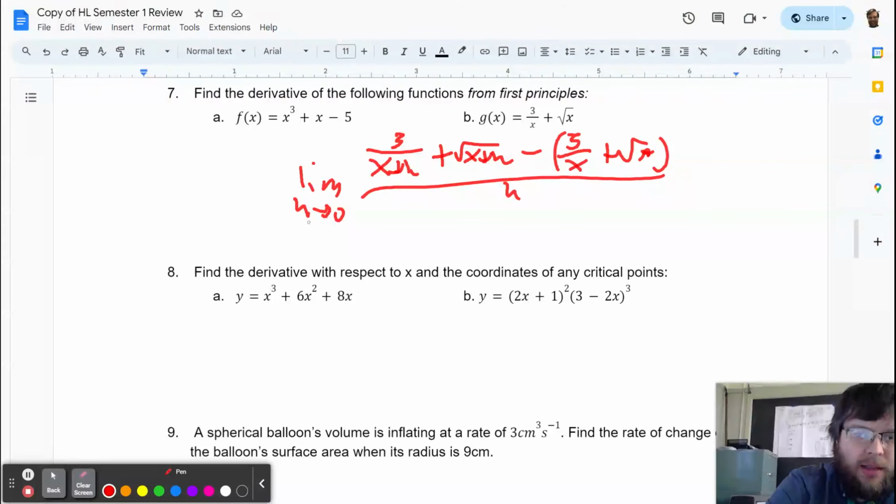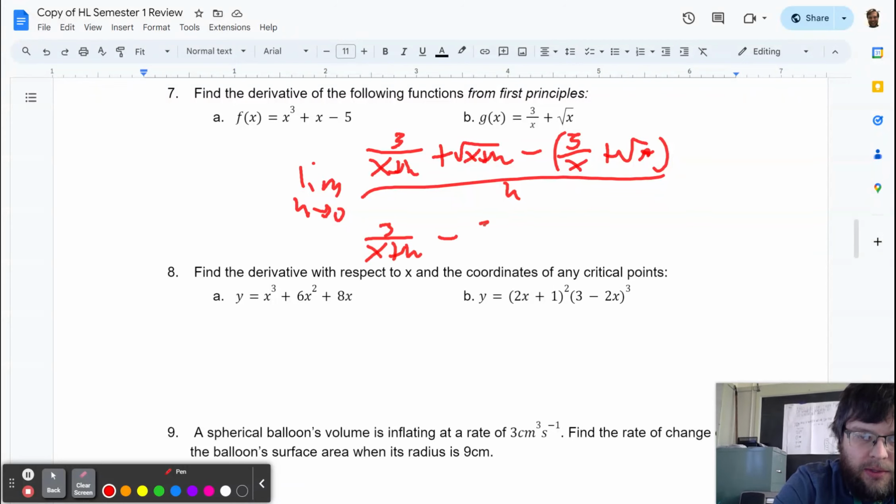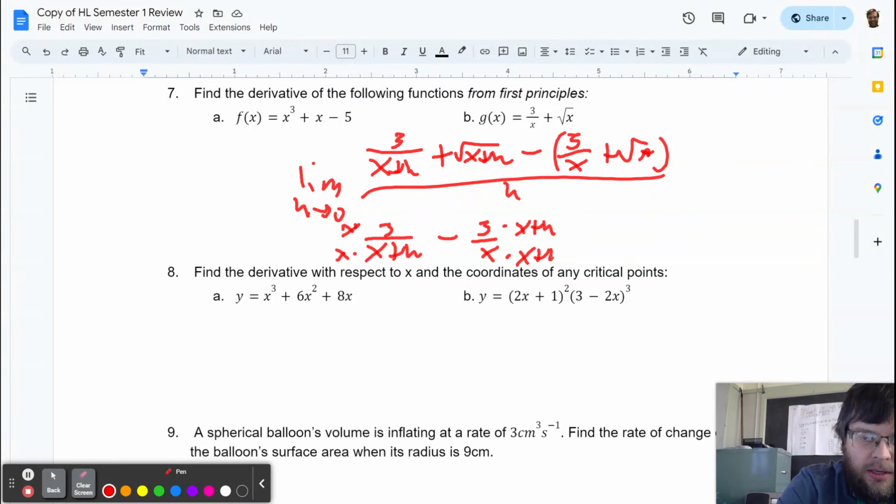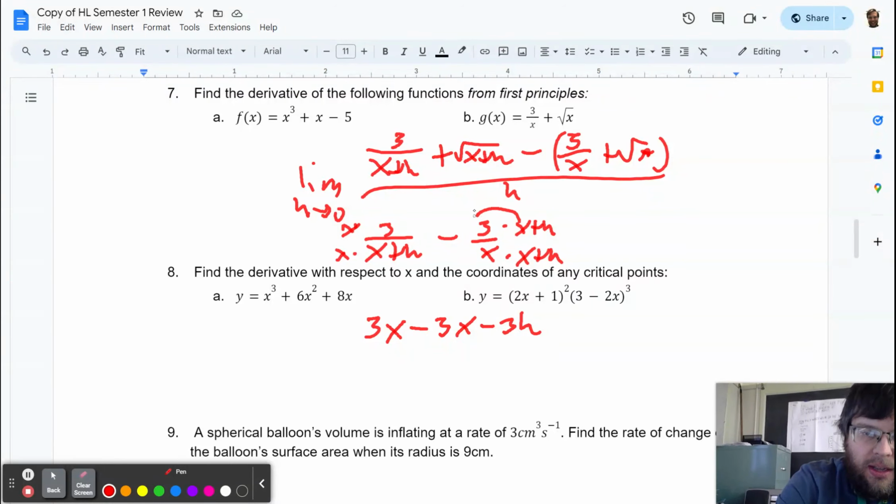When we're looking at the fractions, we want to find a common denominator. So if I have 3 over x plus h minus 3 over x, what I do is I multiply the top and the bottom of this expression by x, and I multiply the top and the bottom of this expression by x plus h. So they now have the same denominator, and the numerator becomes 3x minus 3x minus 3h. So I did 3 times x, 3 times h, and I had a minus sign. So that's why both of those are negatives there. And the denominator is just x times x plus h.